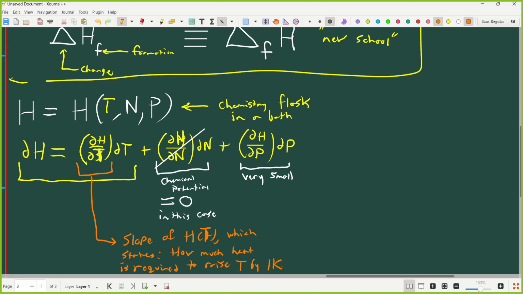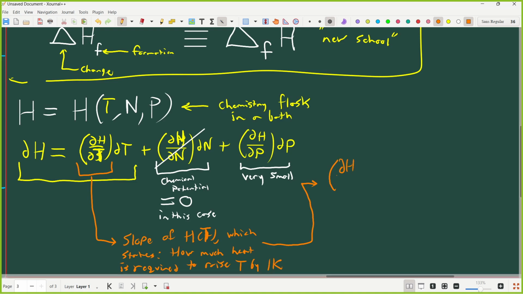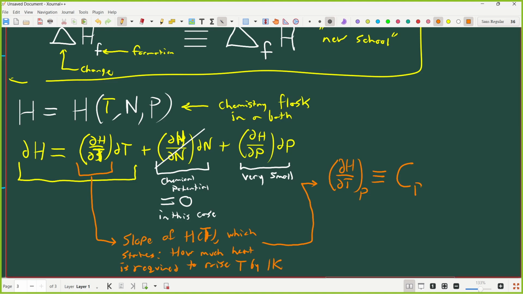Right? So if we want to change T by 1, how much energy do we need to put into the system? This derivative tells us that. And this derivative has a very special name. This is the derivative of enthalpy with respect to temperature at constant pressure. We also call this C sub P, and the term for this is the heat capacity.